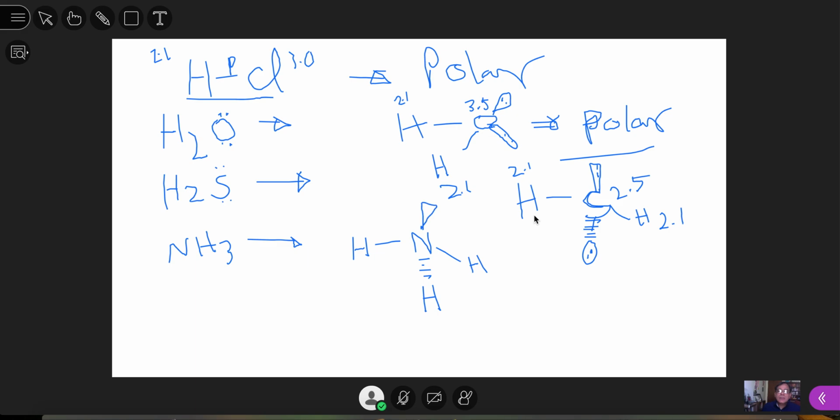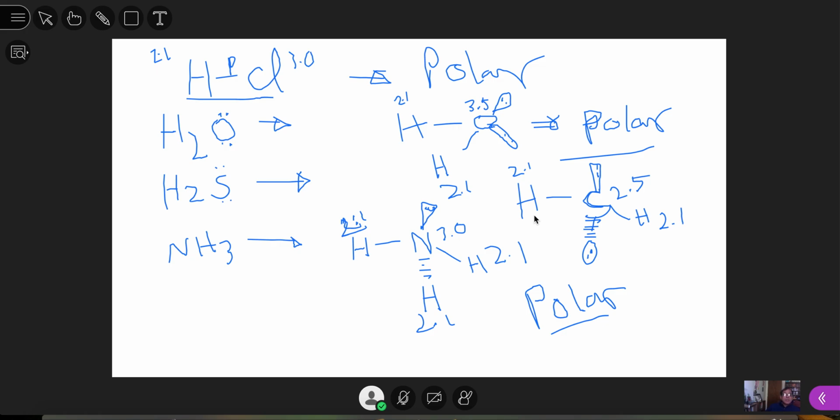And the lone pair. Now tell me, the hydrogens are all 2.1, right? And nitrogen is 3.0. Now tell me, polar or non-polar? Polar. That's right. So 3.0 minus 2.1 is 0.9. It's polar. Very good. Let's do a few more molecules.